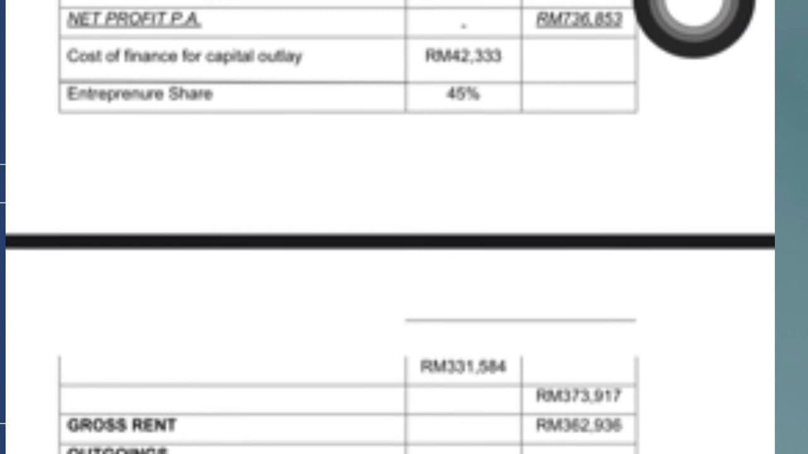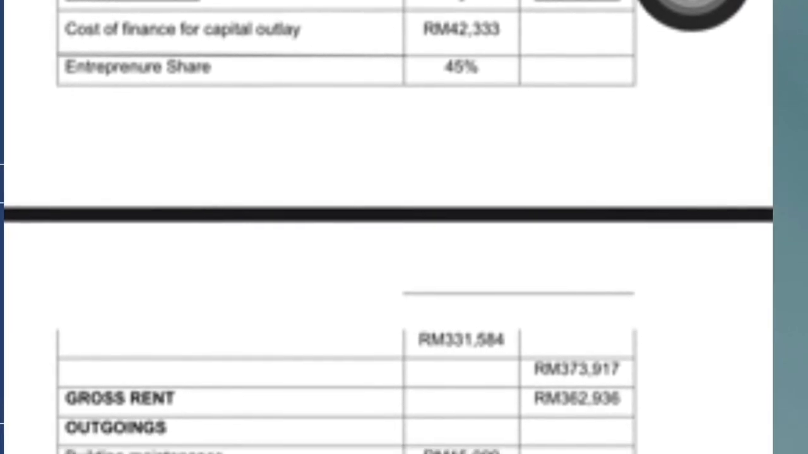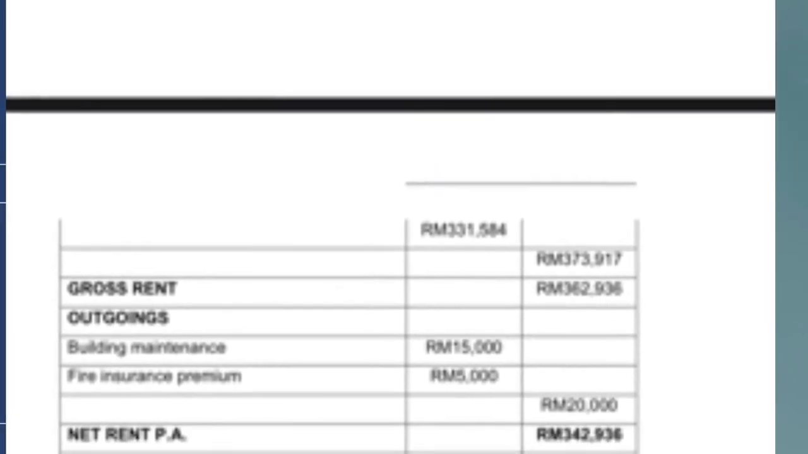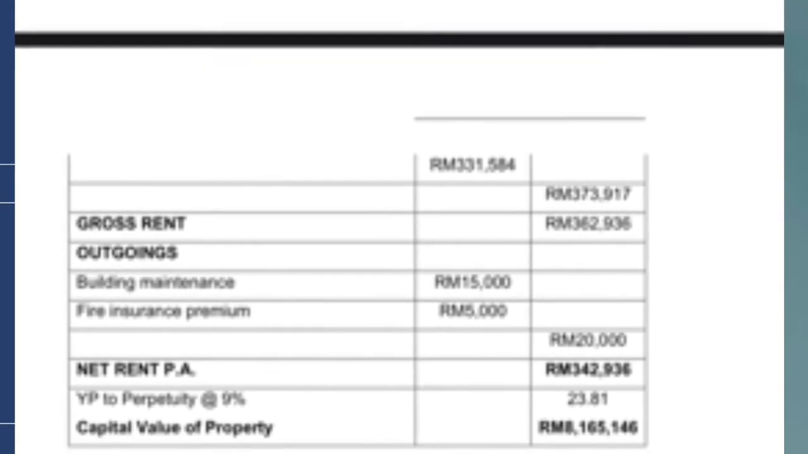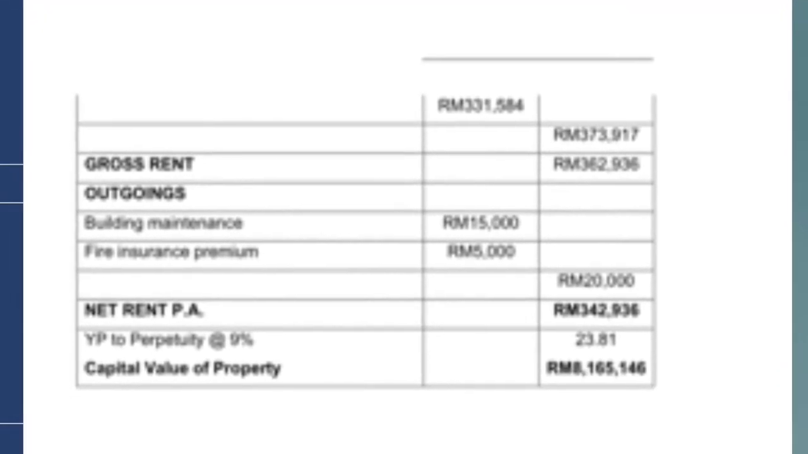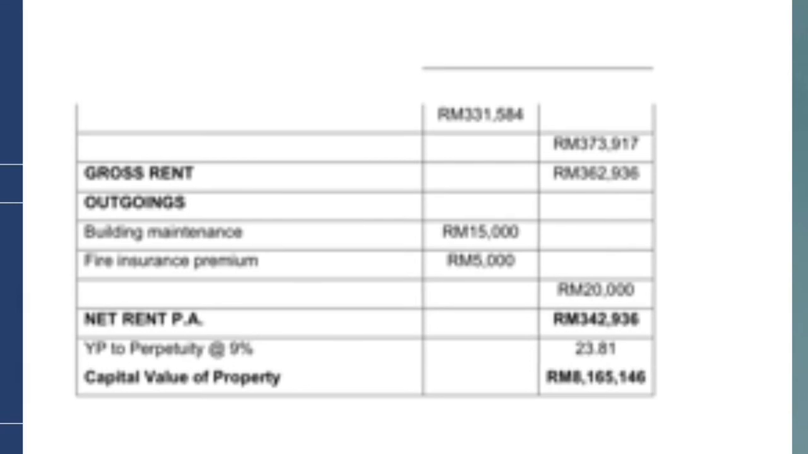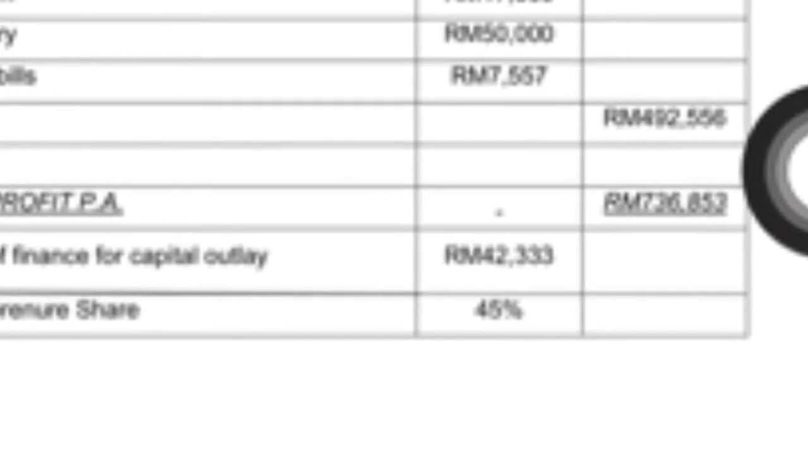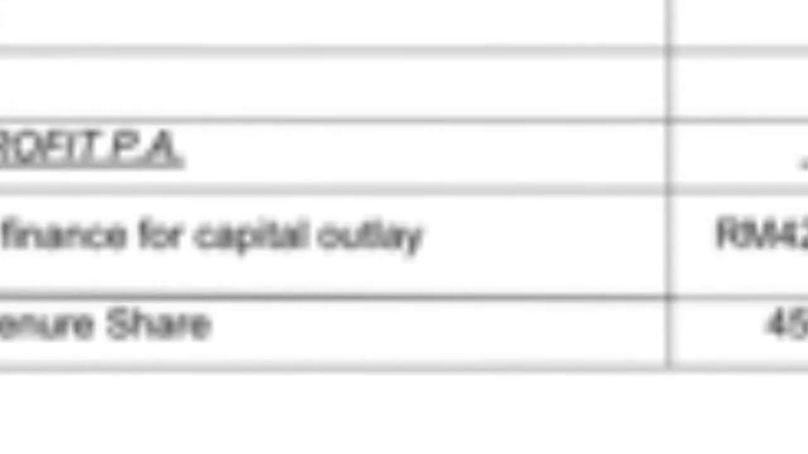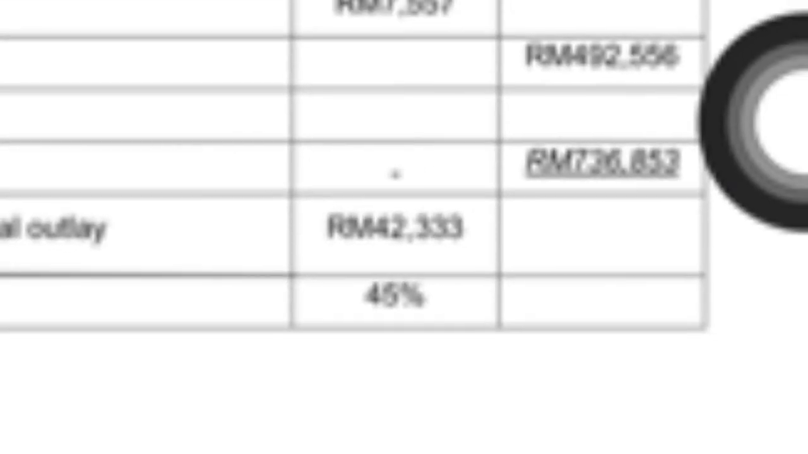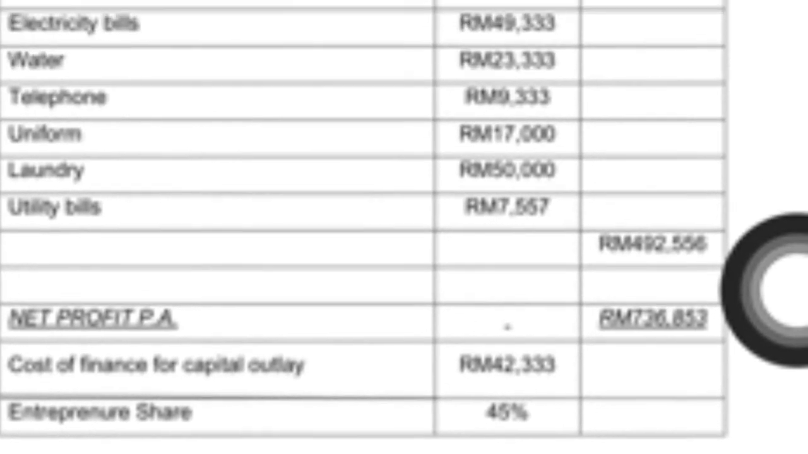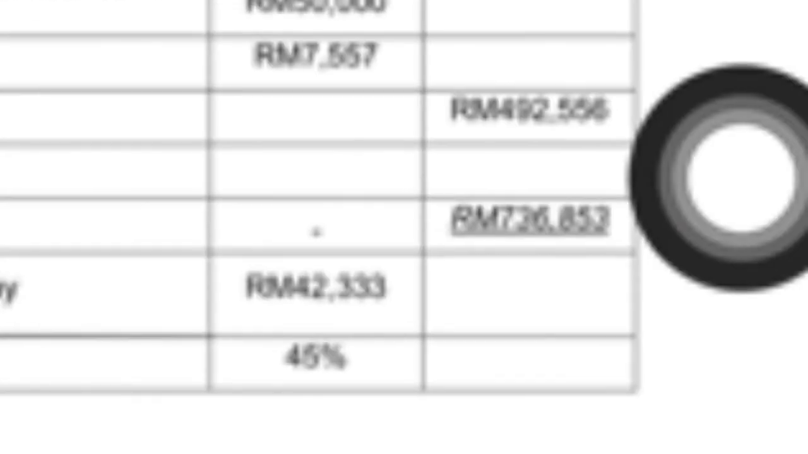After we less the entrepreneur share, we will get the gross rent. After we get the gross rent, we less the outgoings, which are building maintenance and fire insurance premium. And then we get a net profit per annum. The assumption for this calculation is an entrepreneur share of 45%. We assume 45% based on the divisible balance.